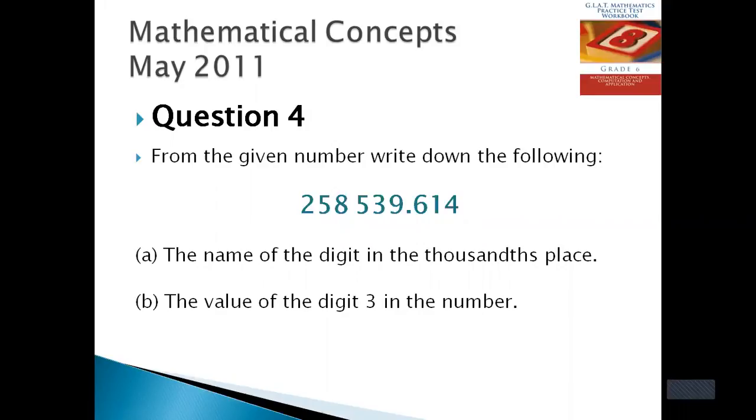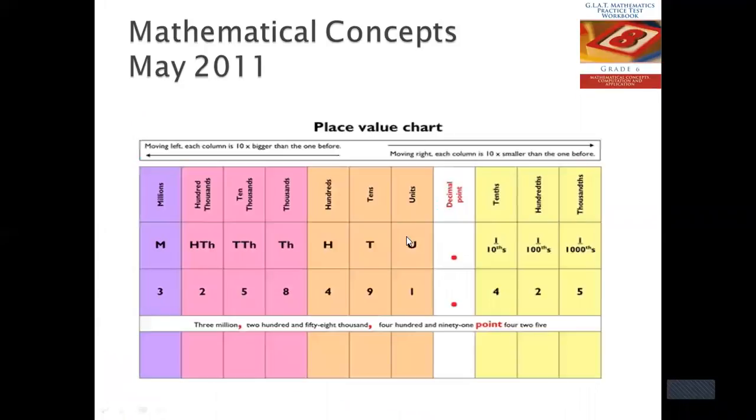So the first thing is the name of the digit in the thousandths place, and then the value of the digit 3 in the number. So we will have to find where the digit 3 is and what place value it holds. Here's our 3. Okay, so let's look at a chart here. This is a place value chart. It tells us the position, or the lineup, of each of our place values. And to the left of the decimal point, we start off with our units, or our ones column.